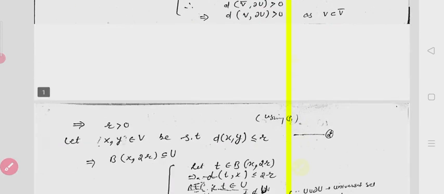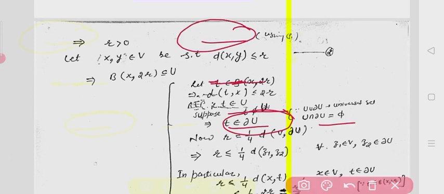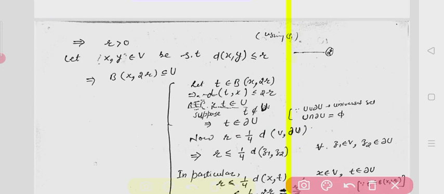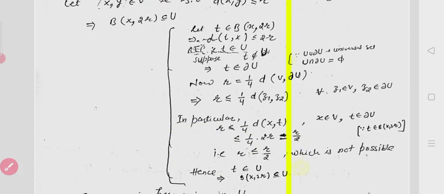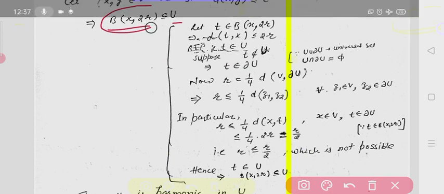If r is positive, let us take points x, y belonging to V such that the distance between x and y is less than or equal to r. This implies the ball having center x and radius 2r will be contained in U. How will it be contained in U? Let us see. What you have to show is that this ball is contained in U. That means every point in this ball will be contained in U.